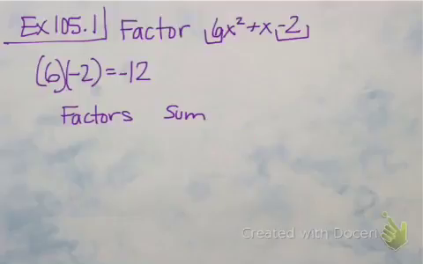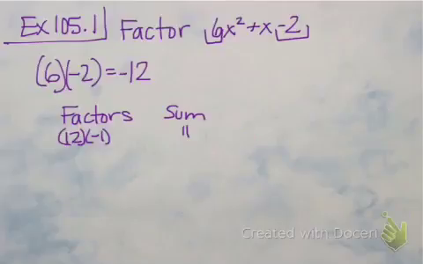Now we're looking for a sum that is going to be a positive 1 because that's what our middle term is. So we have 12 times negative 1. 12 times negative 1 equals negative 12. But when we add those together, we get 11.